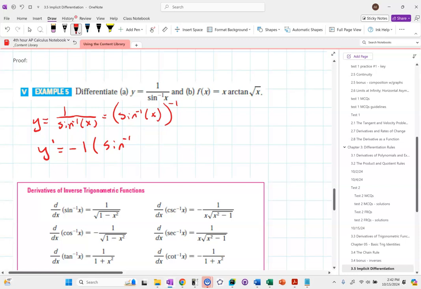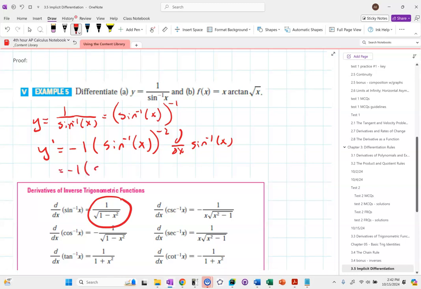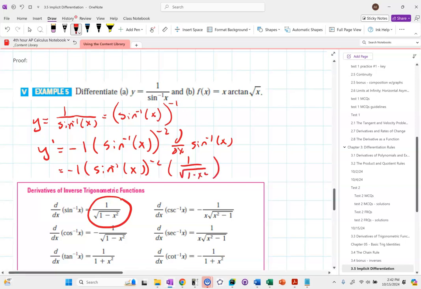So derivative of the outside times the derivative of the inside. And I know from my table, the derivative of sine inverse is 1 over square root of 1 minus x squared. That can be my final answer.